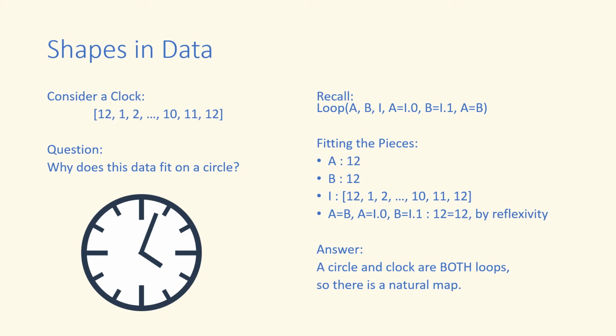And if we look at what these pieces mean, we've actually built a loop, right? We have every one of the pieces that is required to define a loop. And so the answer to our question, why does a clock fit on a circle, is that both the circle and the clock are instances of the loop type. They share the same structure.